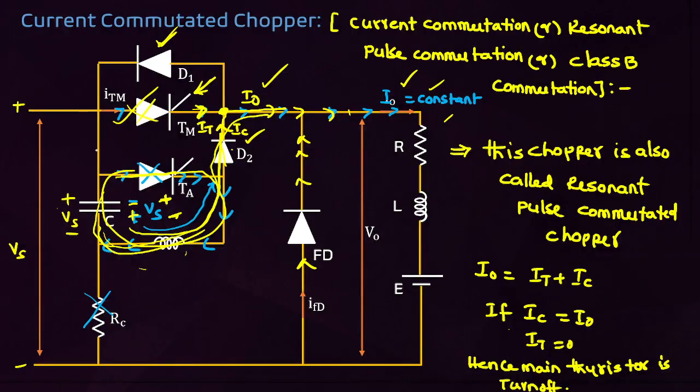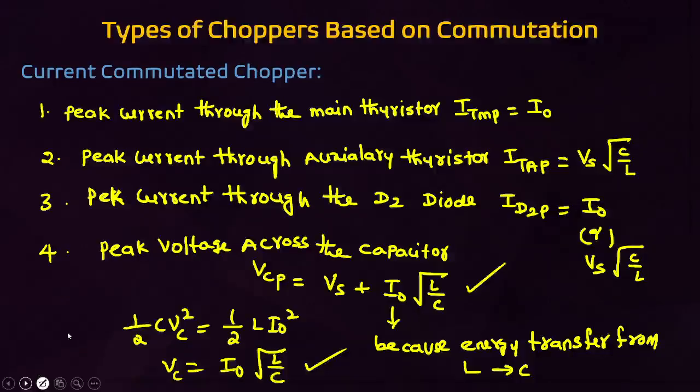Then this is the current commutated chopper. This chopper is also called resonant pulse commutated chopper. If the load current is supplied by the capacitor, then the main thyristor is turned off. This is called current commutation.